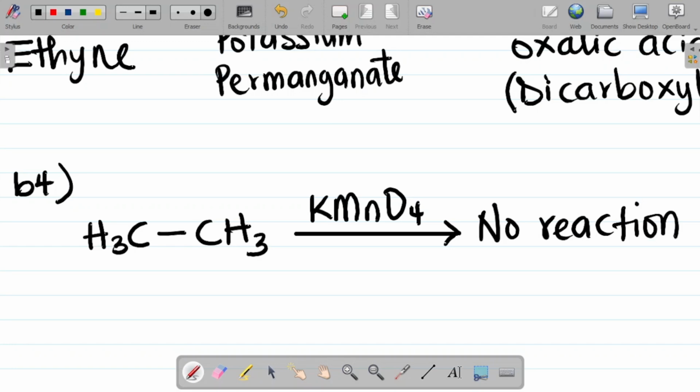Note that potassium permanganate does not react with ethane or other alkanes, because they are saturated and not readily reactive. So the answer is no reaction. That's how we get through B. I think we're done with this.